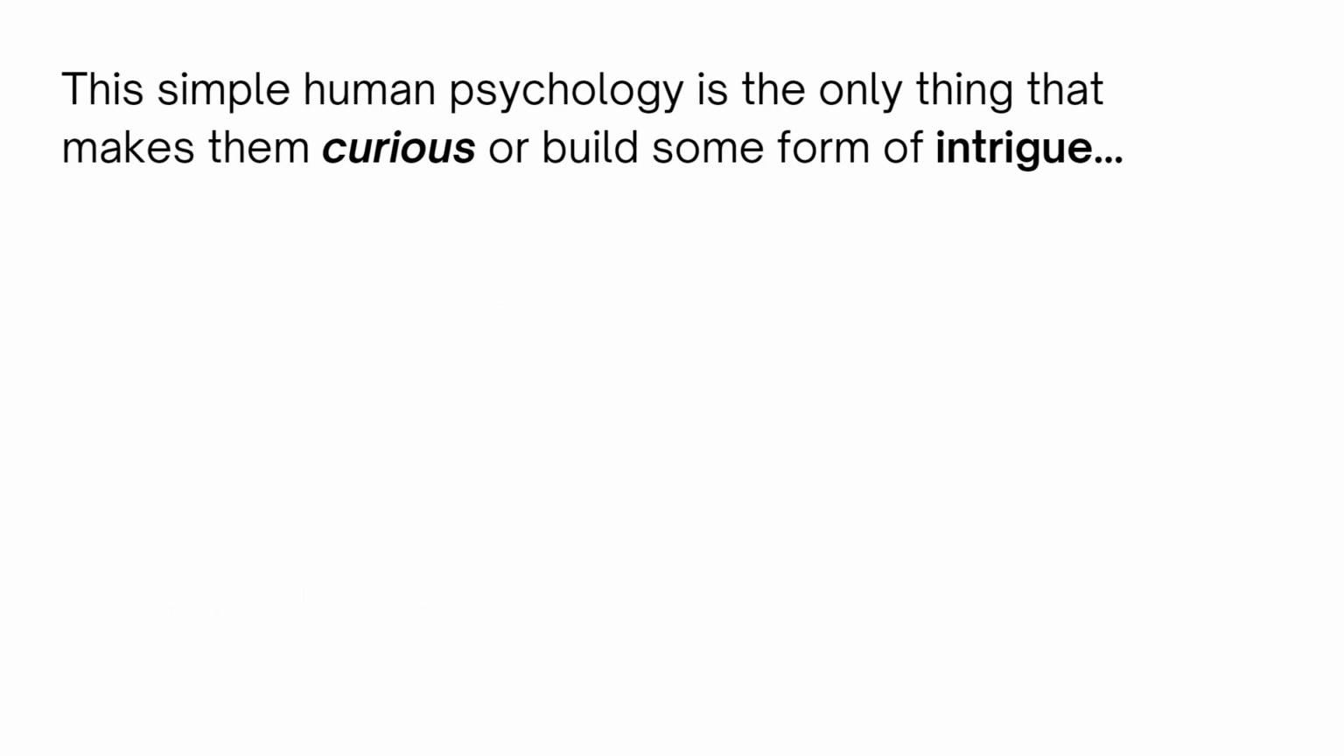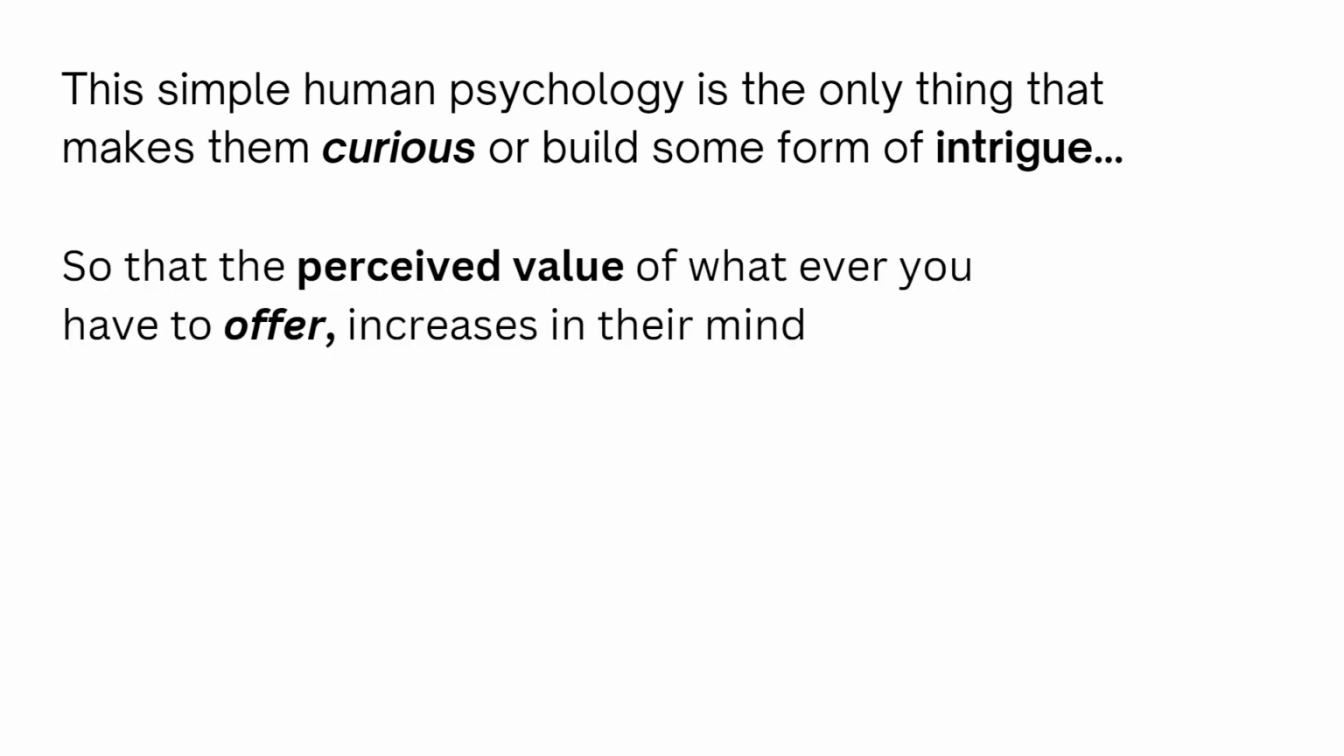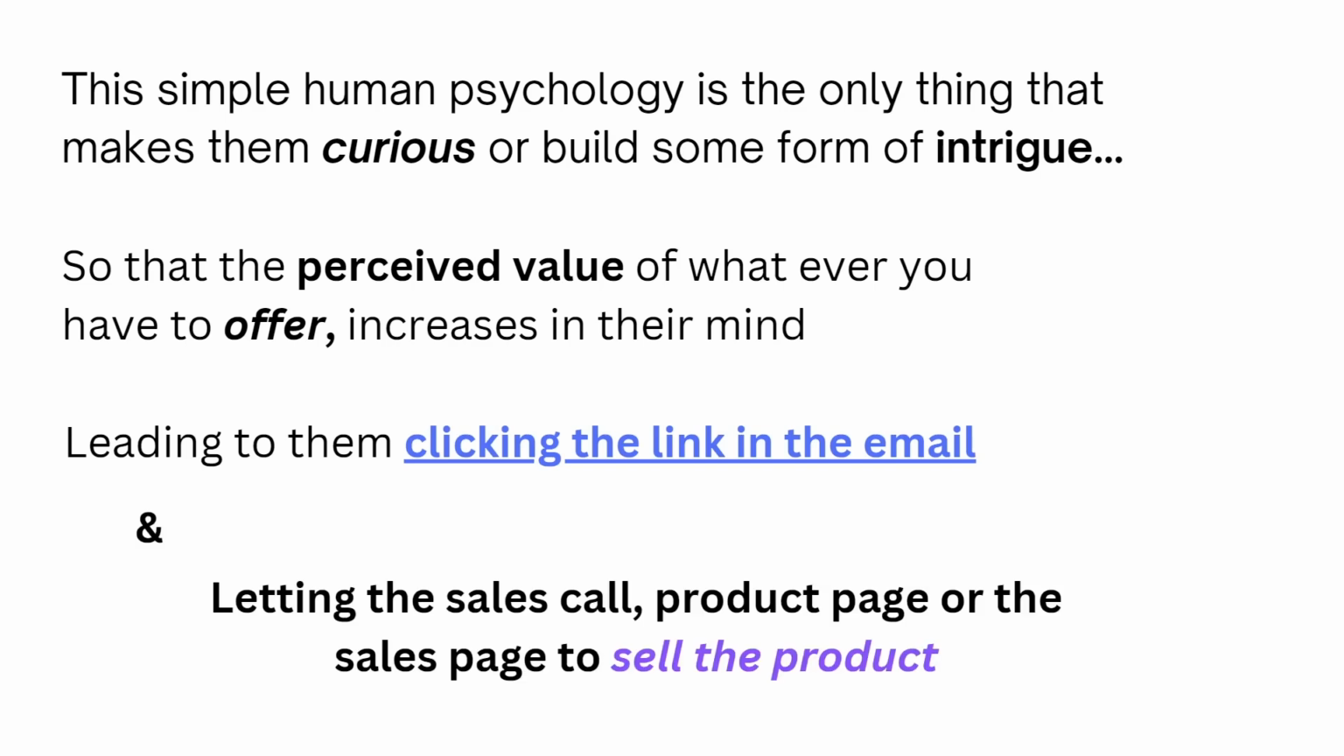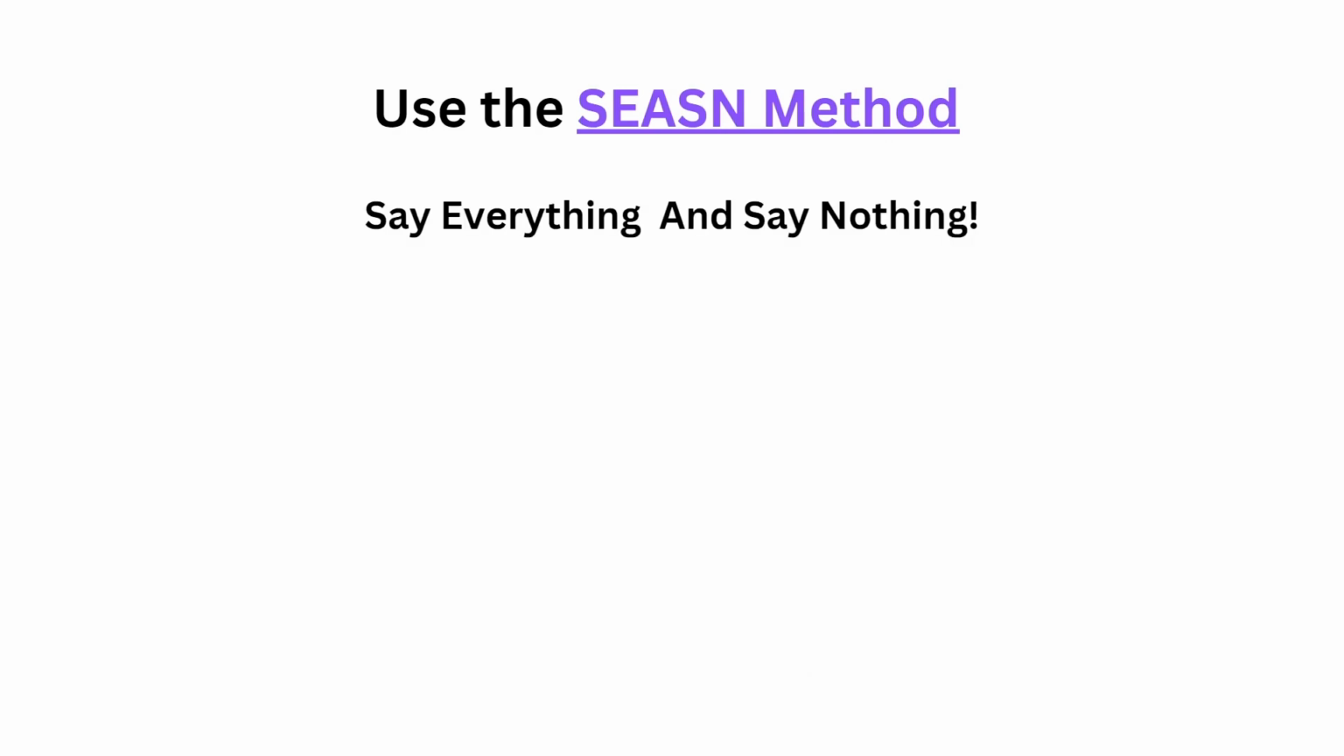This simple human psychology is the only thing that makes them curious or builds some form of intrigue so that the perceived value of whatever you have to offer increases in their mind, leading them to click the link inside the email and letting the sales call, the product page, or the sales page do the actual selling. To make this all happen, you need to write your emails using the season method. Say everything and say nothing.